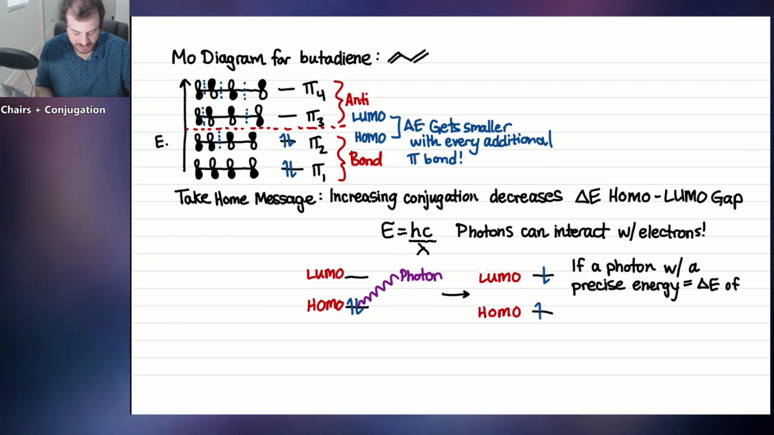So if a photon with a precise energy equal to delta E of a molecule interacts with a molecule, it may promote an electron from HOMO to LUMO.